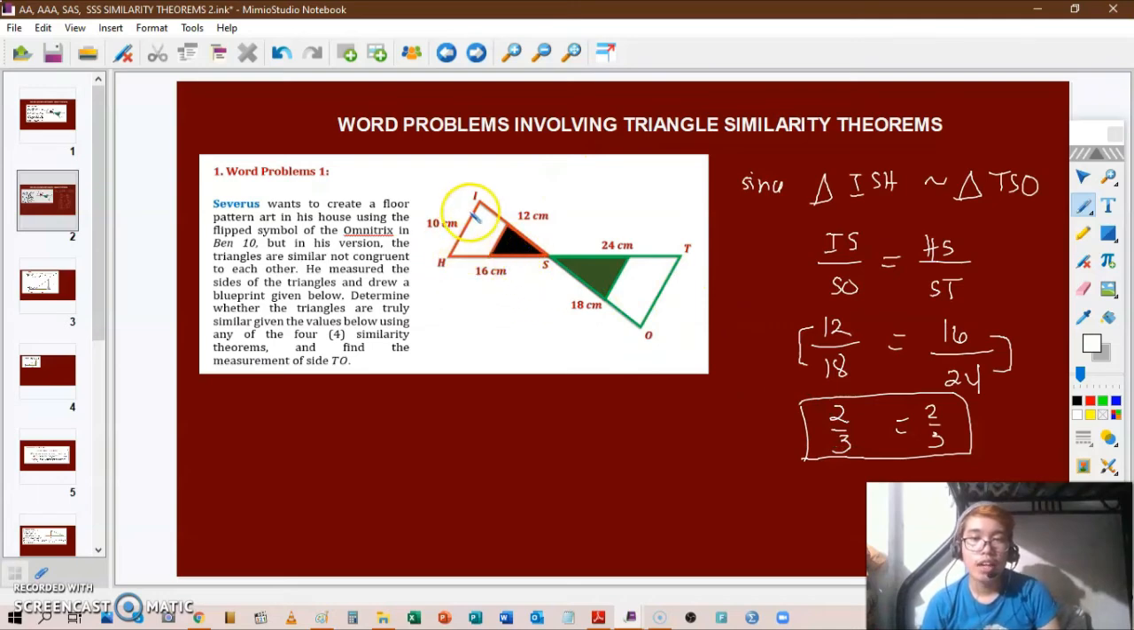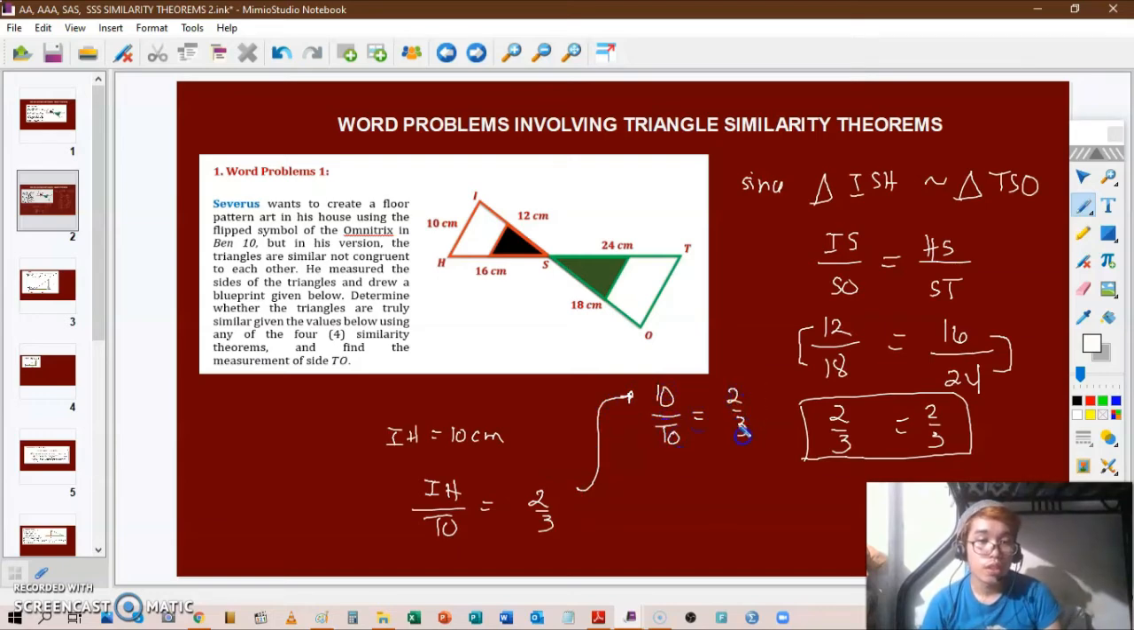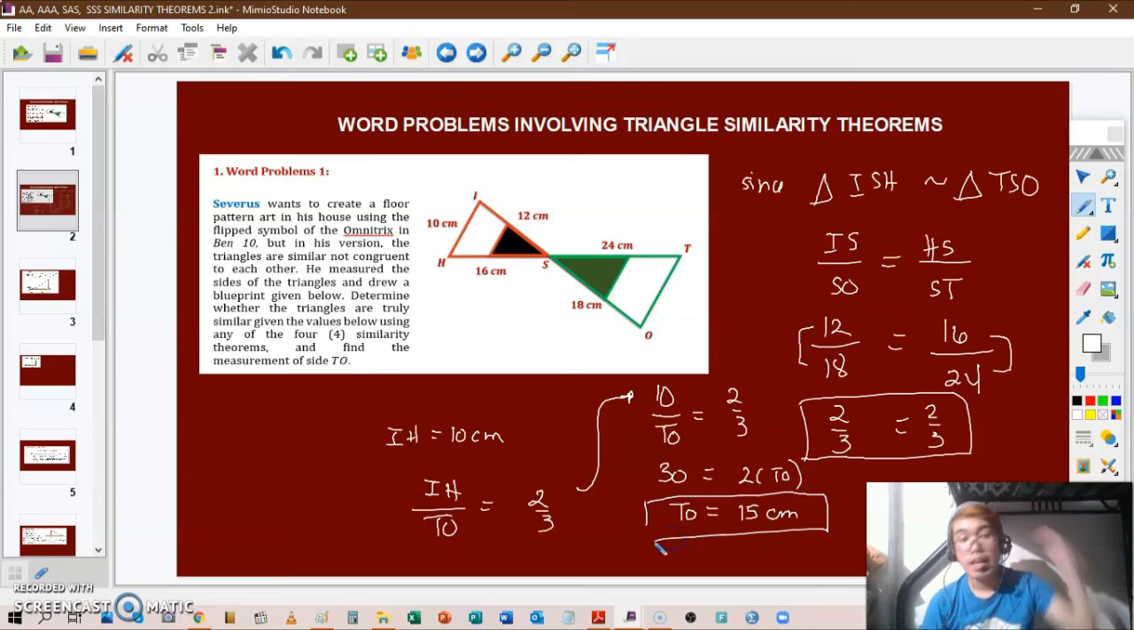Since IH measures 10 centimeters, we can say that IH over TO is equal to 2/3, because this is the proportion that we got from the sides. So 10 over TO is equal to 2/3. This becomes 30 is equal to 2 times TO, and therefore TO is equal to 15 centimeters. So that's how easy we can get the value of TO.